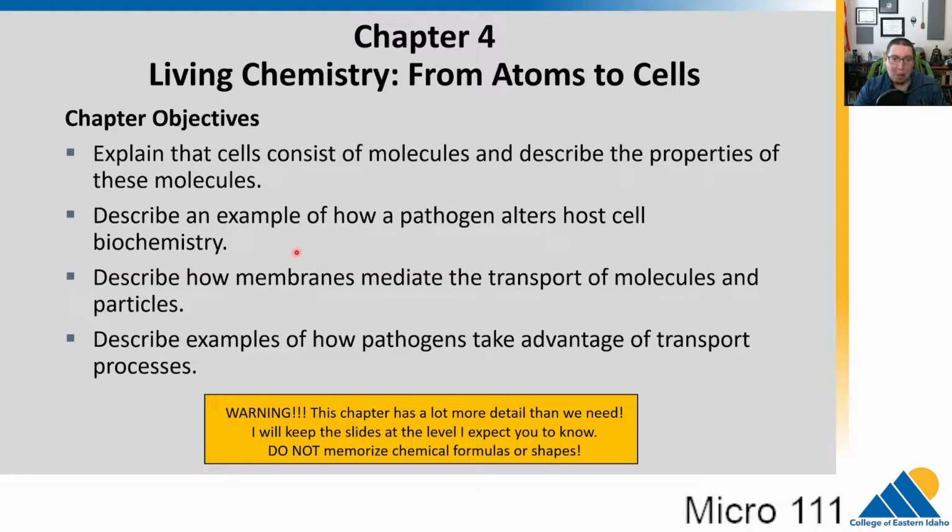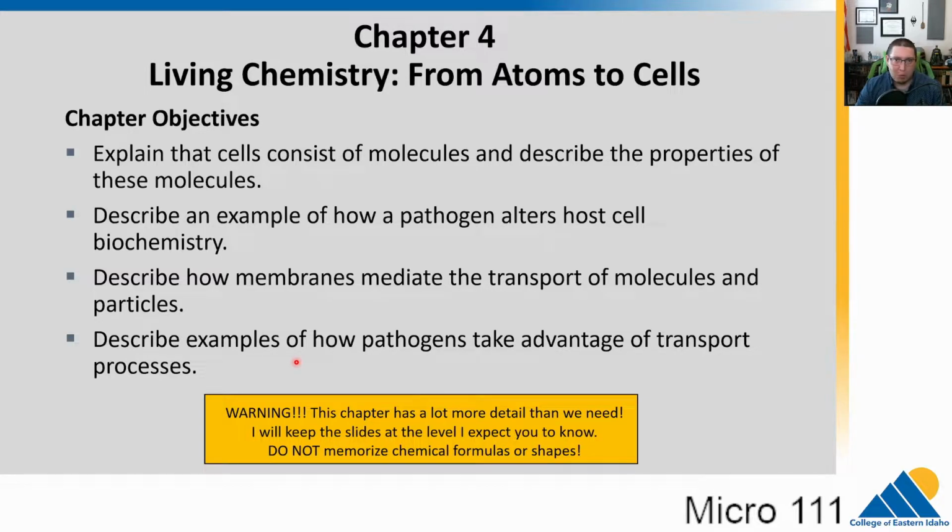And then we'll talk about membranes. The cell membrane is really critical to life, and it can regulate transport of molecules into and out of the cell, and it keeps things out. It tries to keep things like pathogens out. And then we'll talk about how pathogens can take advantage of these transport processes. So we'll talk a little chemistry. We'll talk how pathogens exploit that chemistry. We'll keep it real simple.